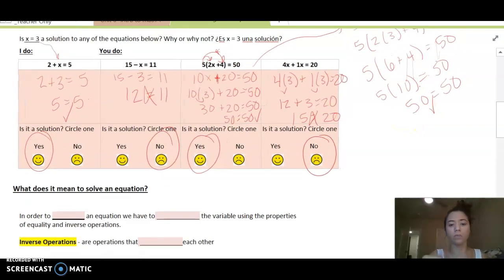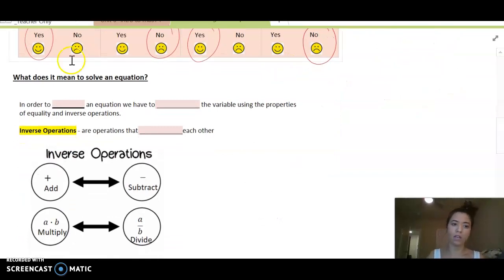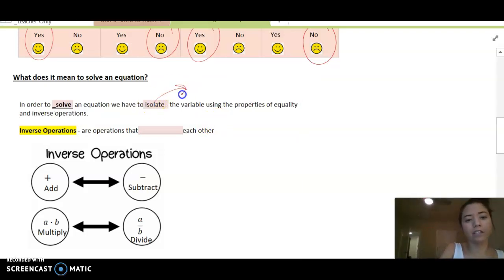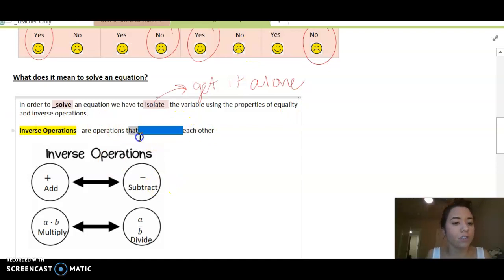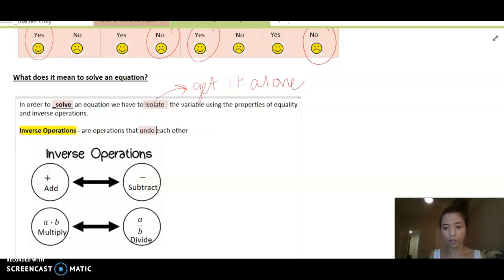So this we just tried to see if a number was a solution. But now let's talk about solving equations. In order to solve an equation, what we're going to say is isolate the variable using the properties of equality and inverse operations. And isolate just means get it alone. So you're going to try to get your variable, your letter by itself. And in order to do that, we're going to use what's called inverse operations. And inverse operations are simply operations that undo each other.